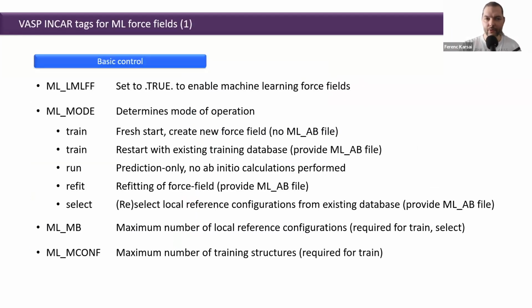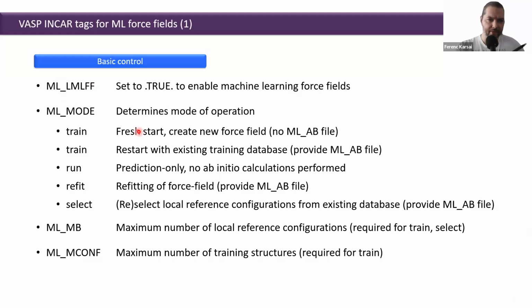Let's come now to the control of the calculations. The control of the machine learning is entirely done within the INCAR file. All machine learning tags have a prefix ML underscore and then the tag name. So let's start here. I show the most basic, most important tags. Let's start with ML_FF. This is the on and off switch, and by setting this parameter to true, the machine learning calculations are enabled.